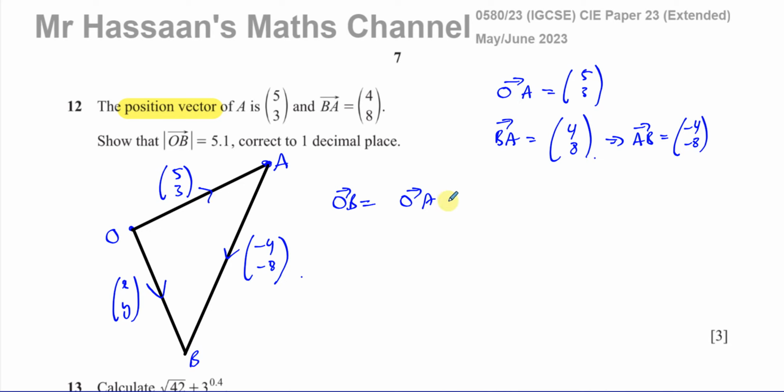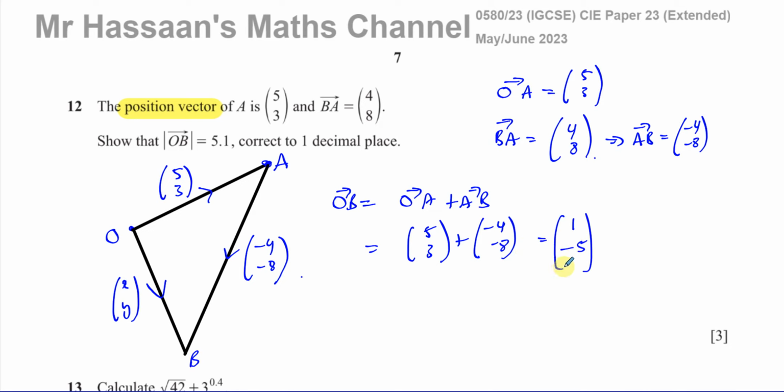And then I've got to go from A to B. So O to B is like going from O to A, which is (5, 3), plus A to B, which is (-4, -8). It's the opposite of B to A. So that gives me 5 minus 4, which is 1, and 3 minus 8, which is negative 5. So that's a vector from O to B.